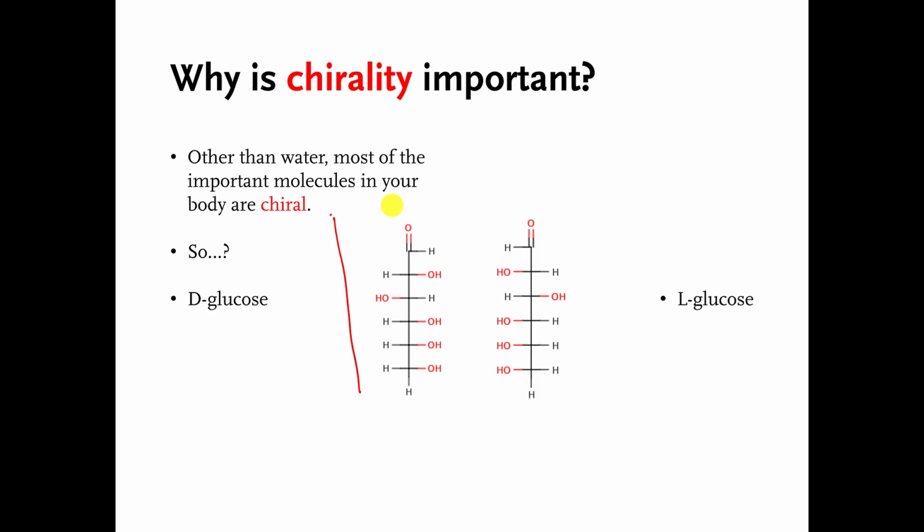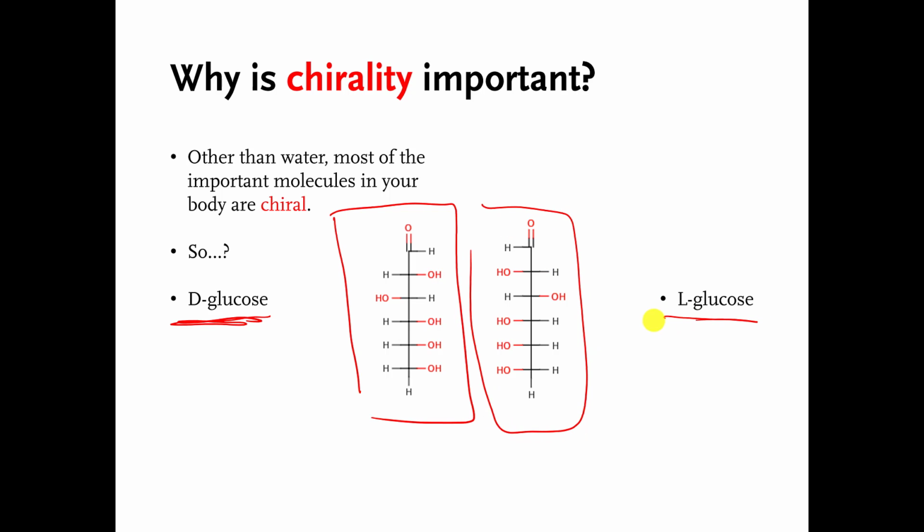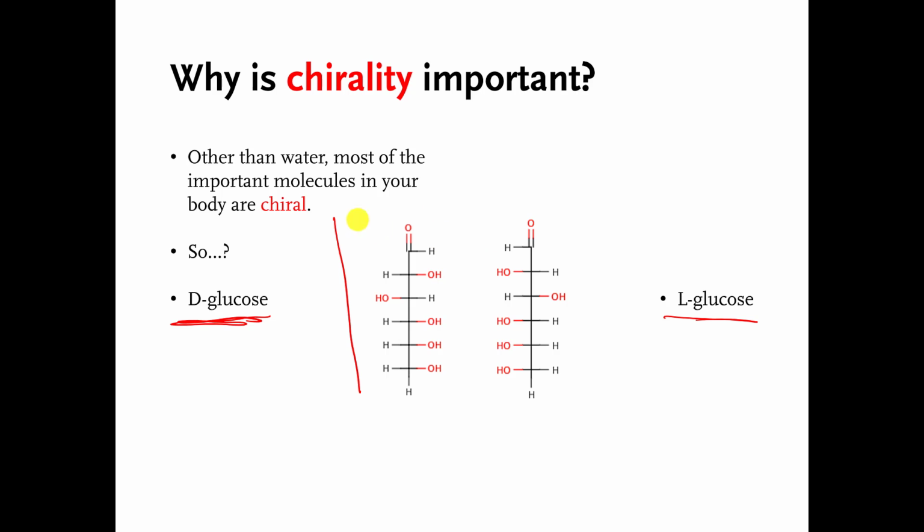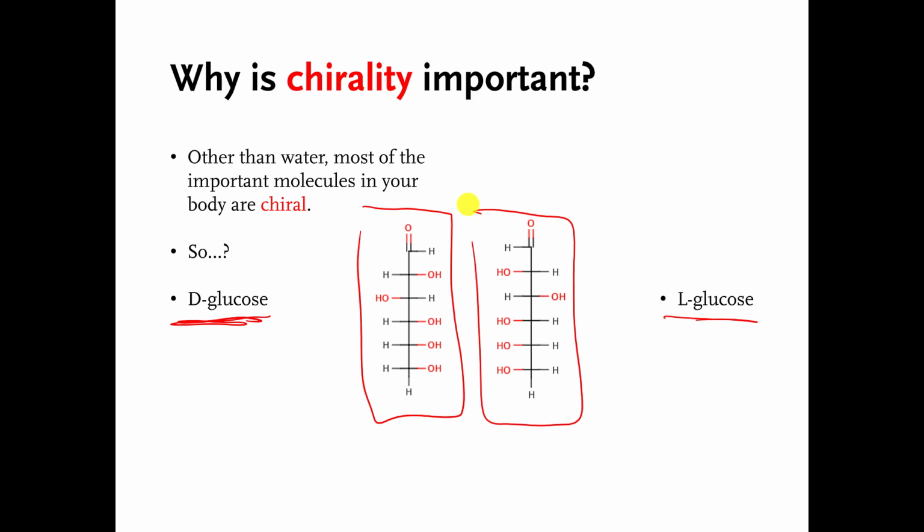This is a sugar molecule. It is called D-glucose. This is also a sugar molecule. It is called L-glucose. You can probably take a look at them and see that they are mirror images of each other. And they are non-identical mirror images. This molecule and this molecule, they're sugar molecules, but they're not the same. They're stereoisomers.